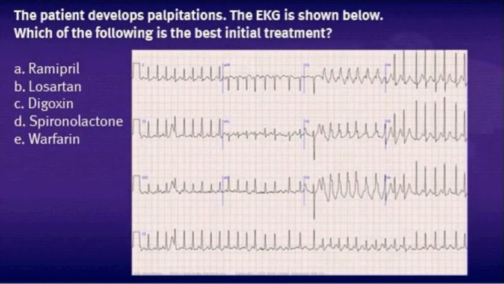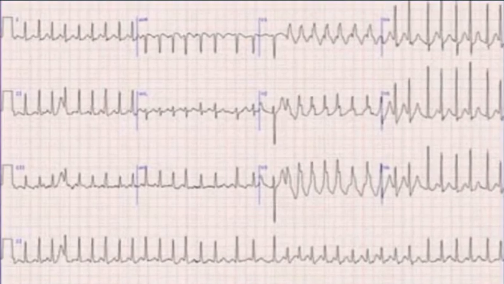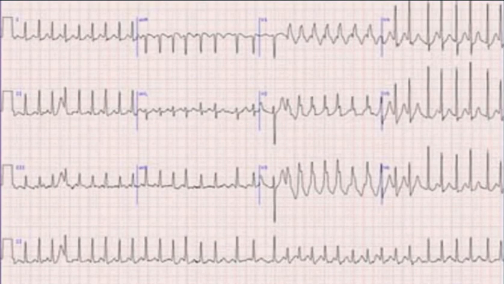Next one. The patient develops palpitations, and the question is, which of the following is the best initial therapy? Second to last question. Let's look at this EKG and decide what it shows. This is a narrow complex tachycardia with no P waves. Besides that, it's very irregular. It's an irregular, narrow complex tachycardia with no P waves: AFib.